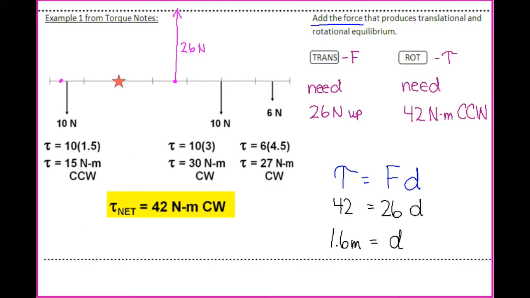Let's try a more complicated example. So again, we're looking at the torque notes. We're going to look at example 3.